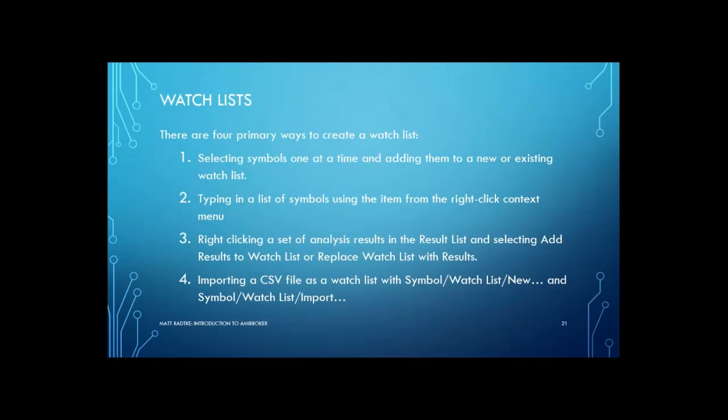A third way is after you've done some sort of an analysis, let's say you've done an exploration to find all those symbols that have, at some point in their history, had volume greater than 1 million shares. We can right-click on that set of results from our exploration, and we can add the entire set back to a watch list. And there's a number of options. You can add them to a watch list, you can replace the watch list contents with the results, etc.